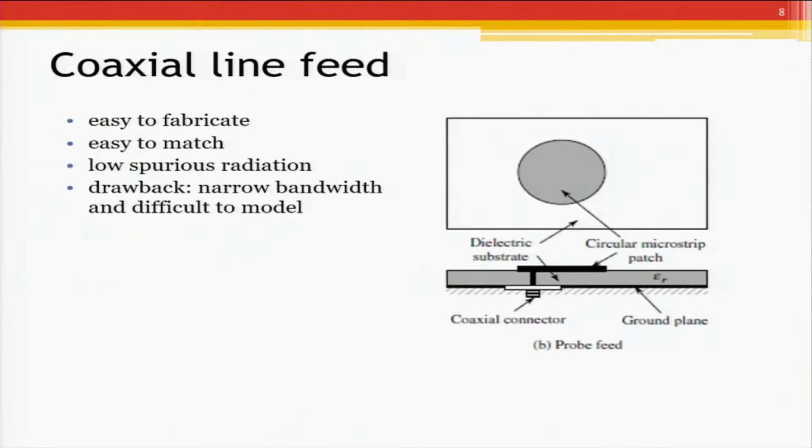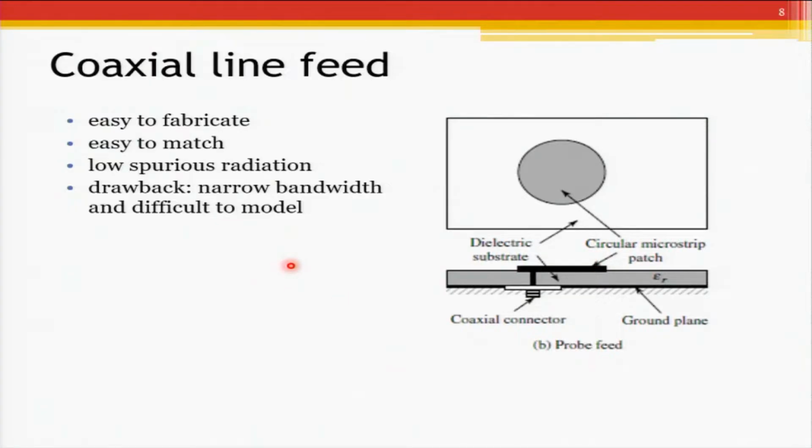Okay. The second one is called coaxial line feed. Again, we have the ground plane, we have the dielectric substrate, and then we have a patch. But now we don't feed it from the side. We punch a hole in the substrate, and we put a coaxial connector here, and then we put the feed line here. And then the signal runs through this hole up to the patch, and then the patch starts to radiate.